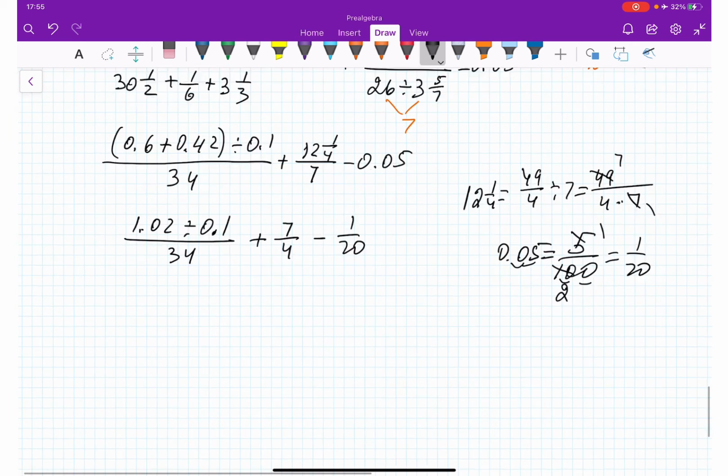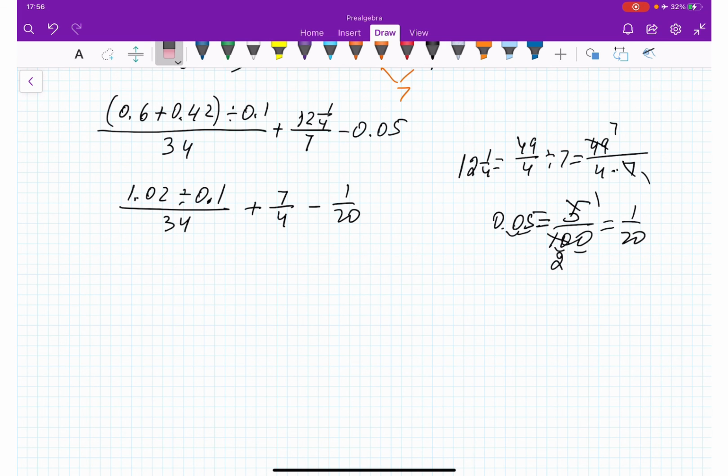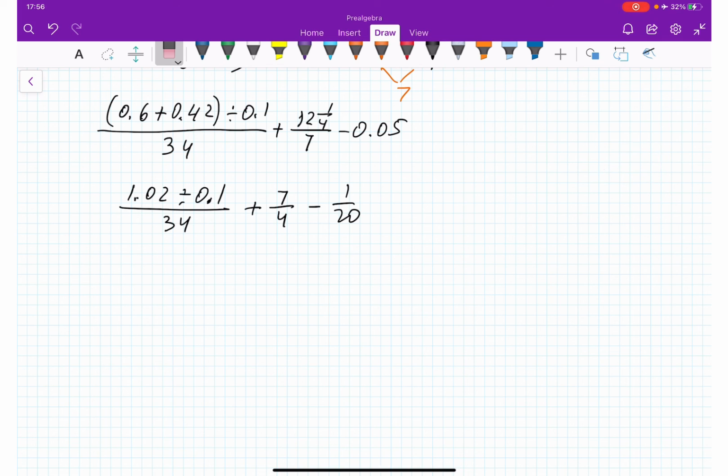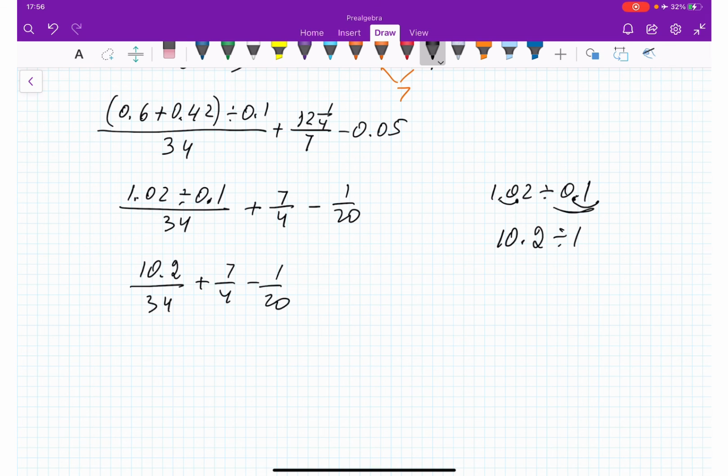Okay, now next we have to divide 1.02 divided by 0.1. So 1.02 divided by 0.1. So we can't have this number in decimal notation. We are moving by 1 position to the right to get 1. Here also moving by 1 position. And we are getting 10.2 divided by 1, which is going to be 10.2 divided by 34 plus 7/4 minus 1/20.